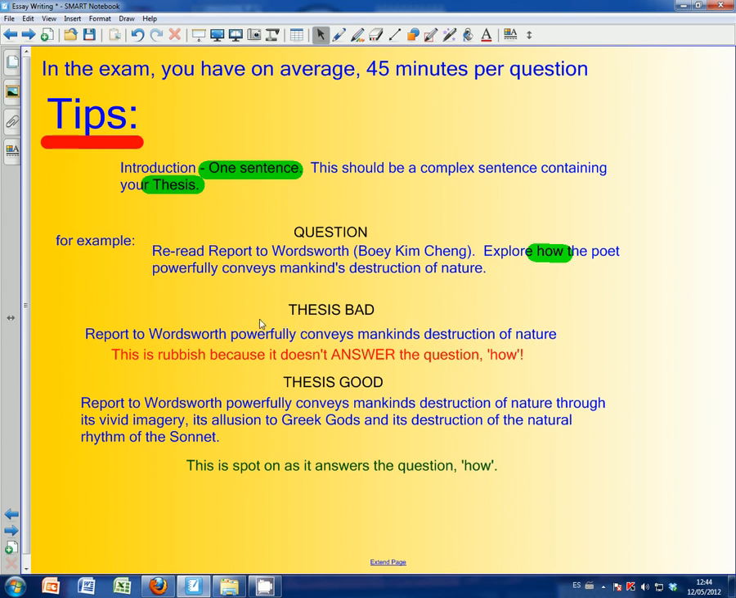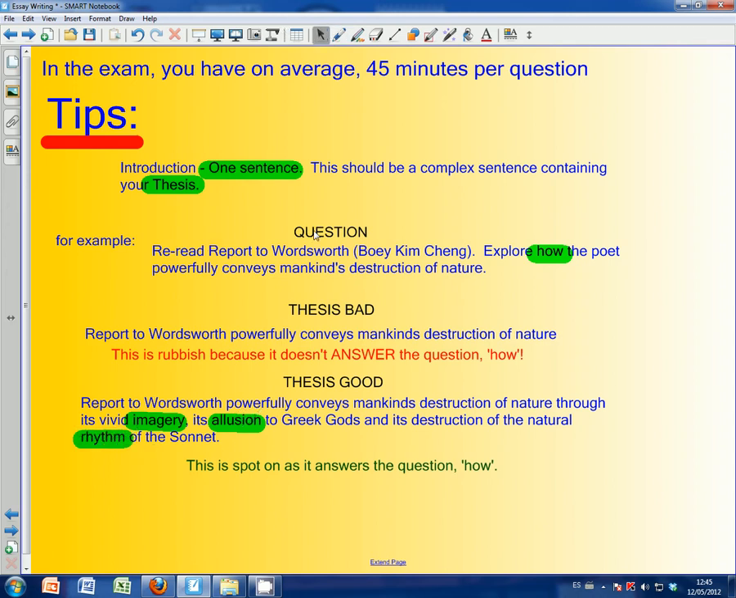So a bad thesis statement merely rewords the question. Report to Wordsworth powerfully conveys mankind's destruction of nature. It does not in any way answer this little word here, how. A good example, however, as we have just here, yes, rewords the question, but it also then critically uses this word through and gives us three things that the essay is going to talk about. We have imagery, allusion, and rhythm.